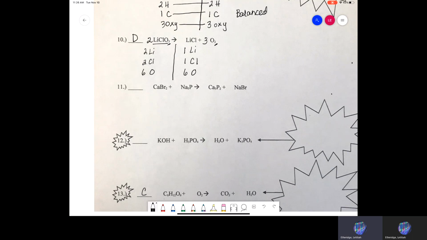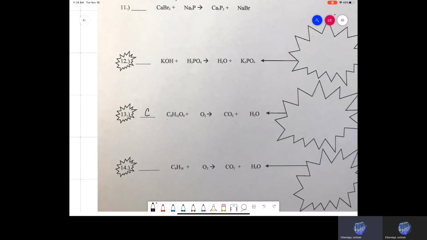Okay, so what we know, our oxygens are good, so we can leave this alone. But I need 2 lithium and 2 chlorine. So guess what? I'm going to put a 2. That gives me my 2. And now everybody else falls in line and we are balanced. Okay, let's move on to number 11.